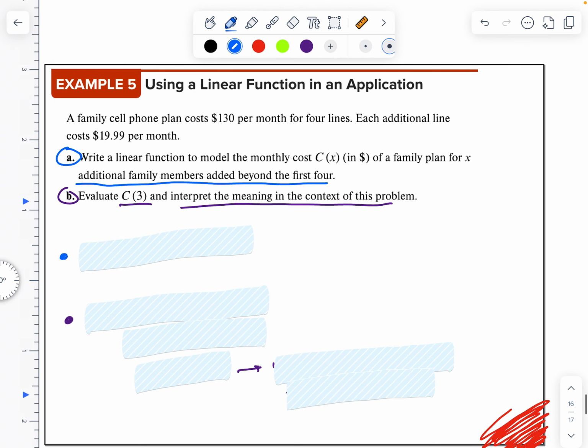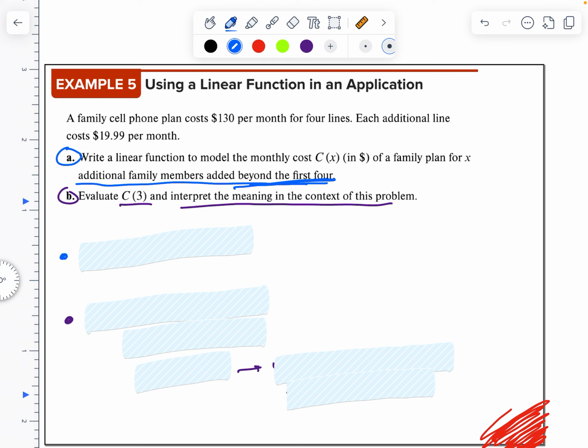All right, this is our final slide here. A family cell phone plan costs $130 per month for 4 lines. Every additional line costs $19.99 per month. We're getting the first 4 lines for $130. After that, you're going to pay $19.99 per month. We want to write a linear function to model the cost of a family plan for every member added beyond the first 4.